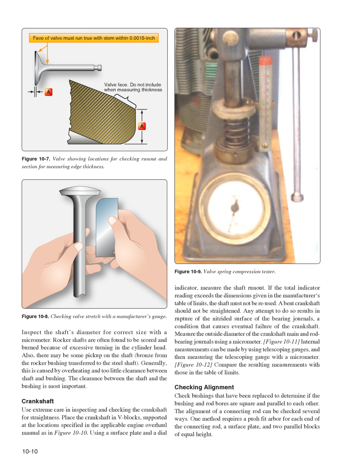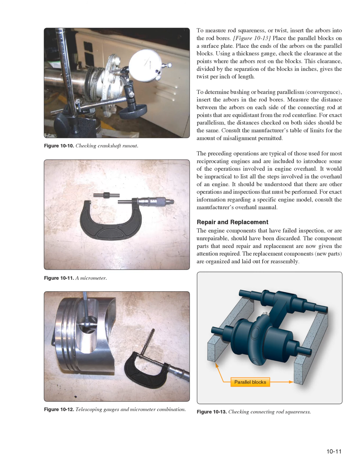Checking alignment: check bushings that have been replaced to determine if the bushing and rod bores are square and parallel to each other. The alignment of a connecting rod can be checked several ways. One method requires a push-fit arbor for each end of the connecting rod, a surface plate, and two parallel blocks of equal height. To measure rod squareness, or twist, insert the arbors into the rod bores.